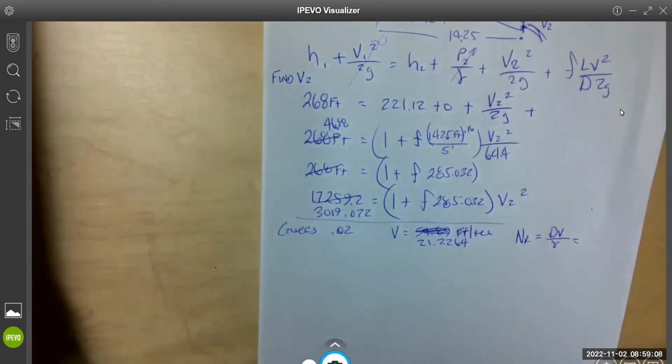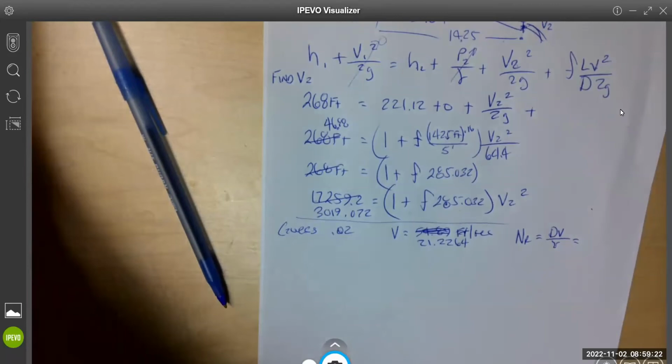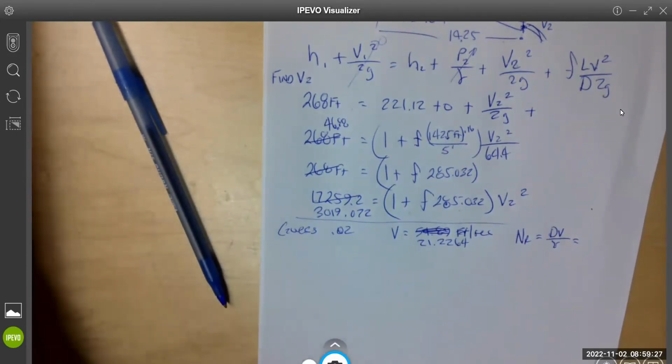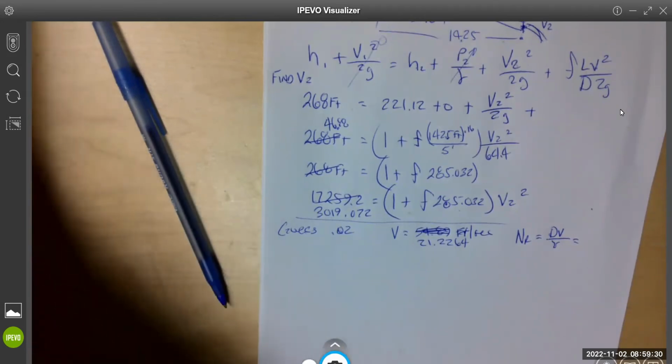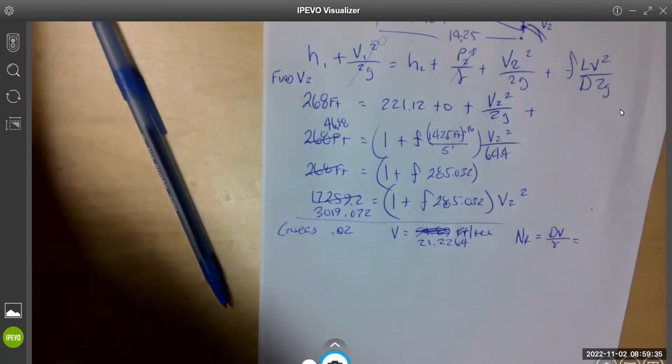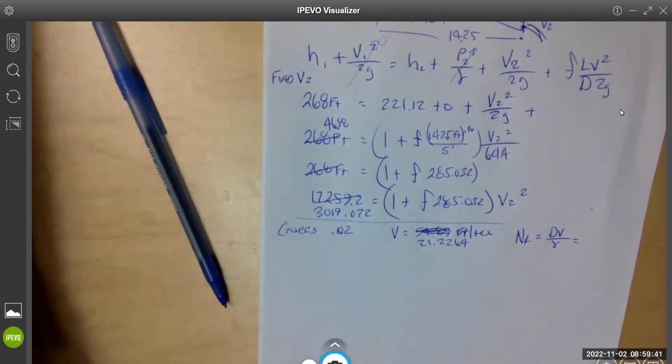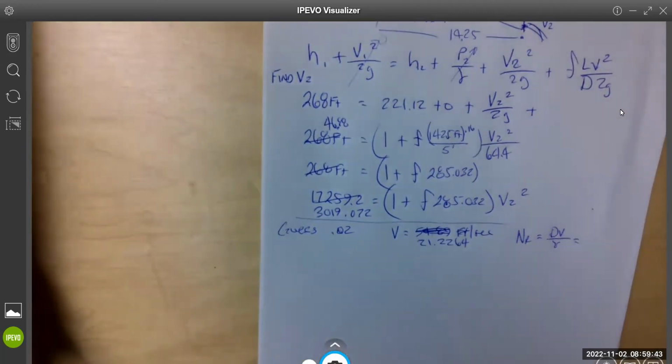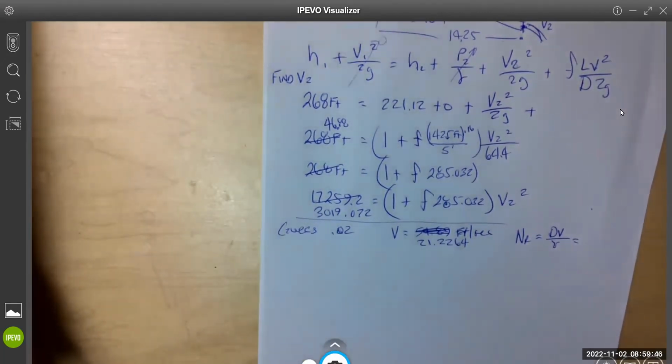Should be 5 times 21.2264, which is 106.1, divided by the 10 to the -5. I think it's 1 to the -5. Is it 10? Yeah, it's 1 times 10 to the -5, not 10. Correct.